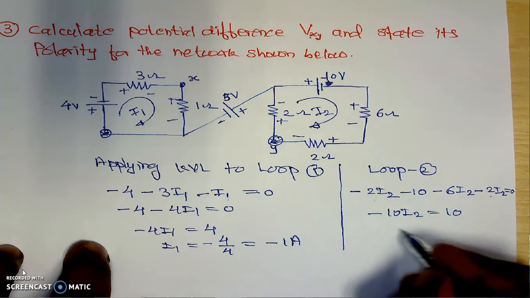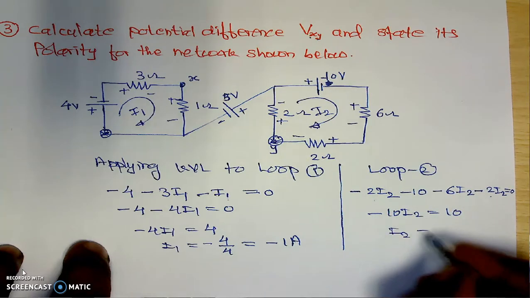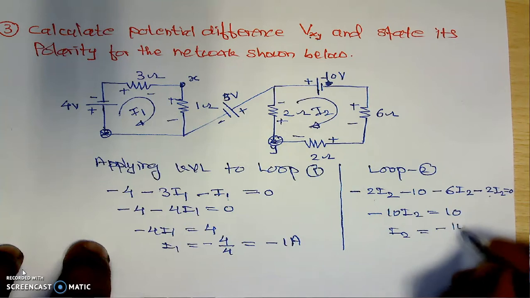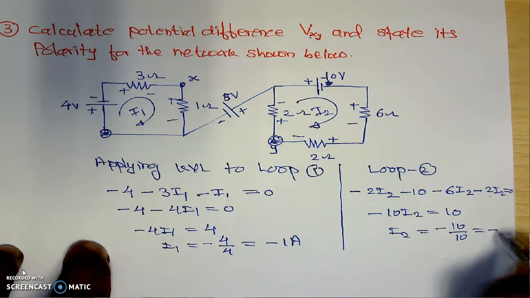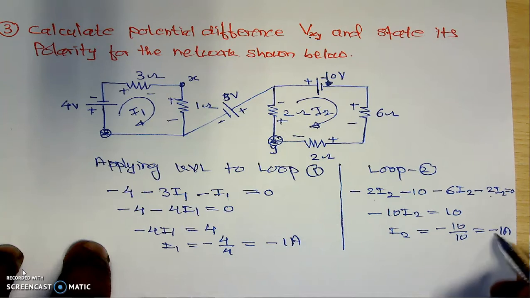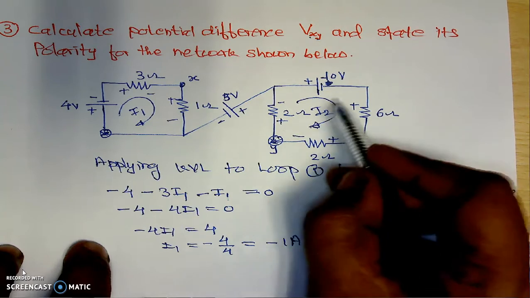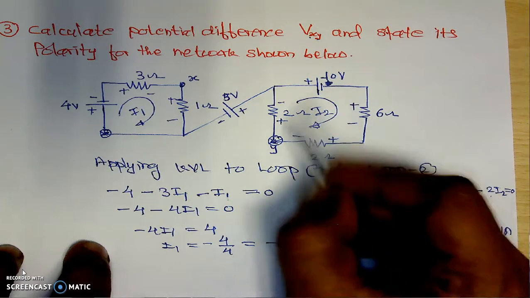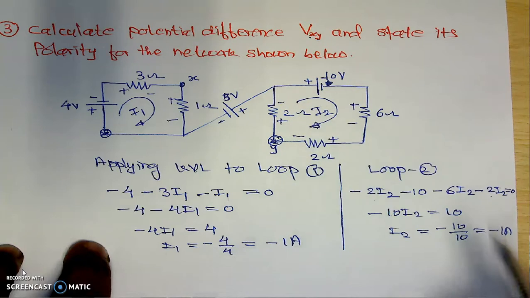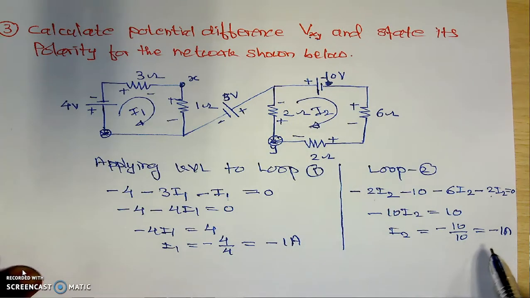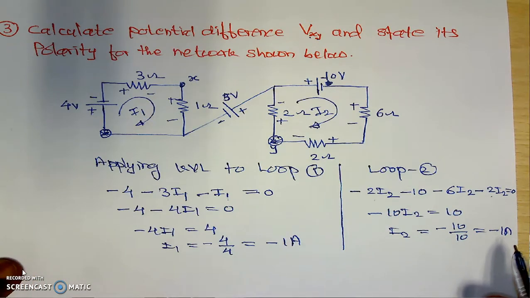And finally, if we calculate the value of the current I2, it is minus 10 upon 10, which is nothing but again minus 1 ampere. Now look at this minus sign again. In this case, the original direction of the current is anti-clockwise. I have taken it as clockwise. That's why its current is coming to be minus 1 ampere. No issues?